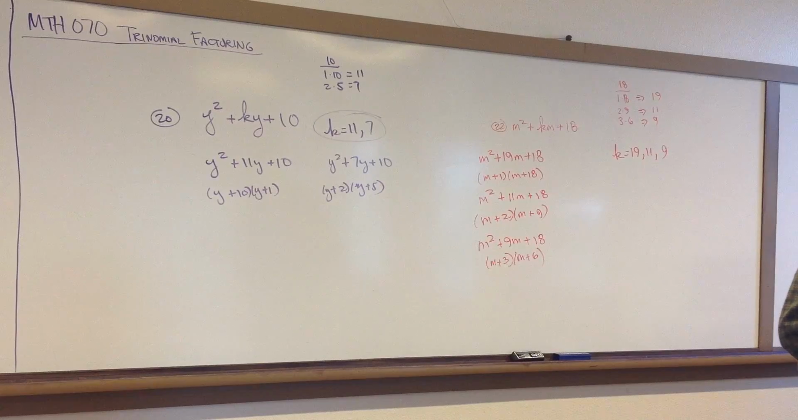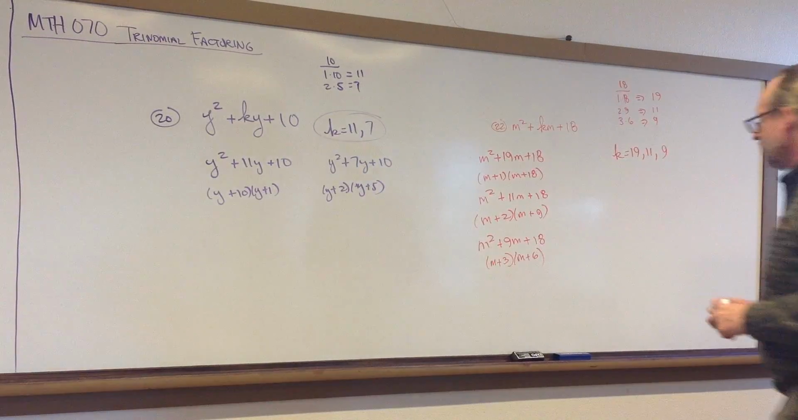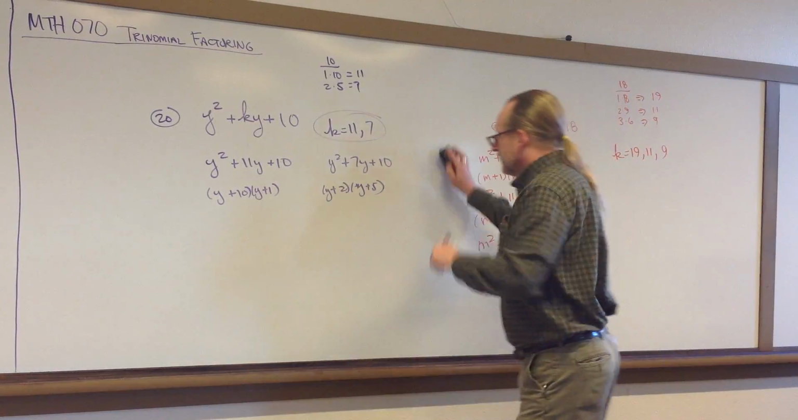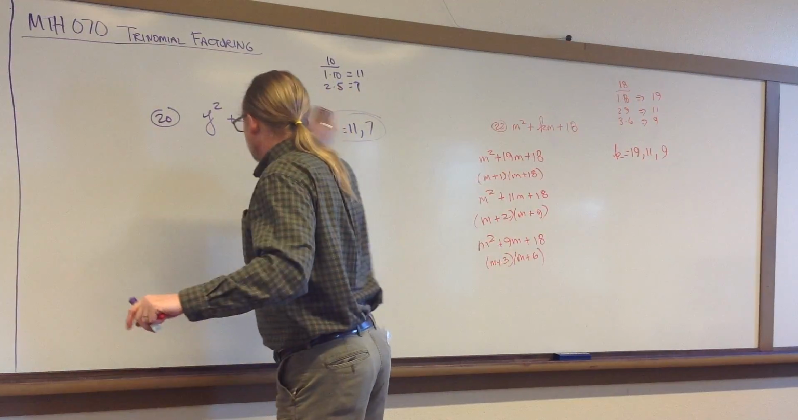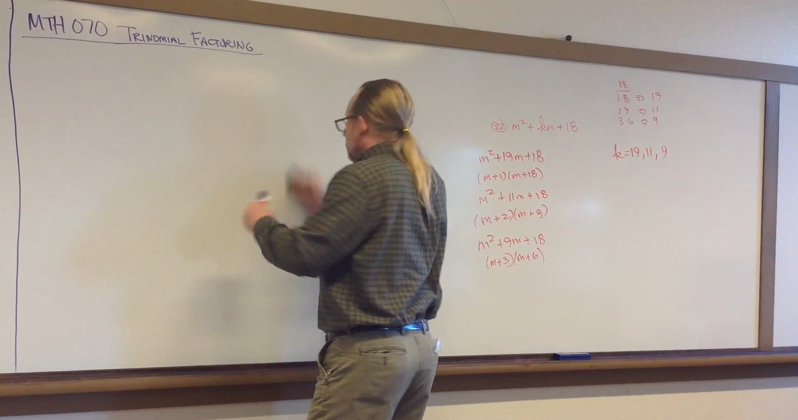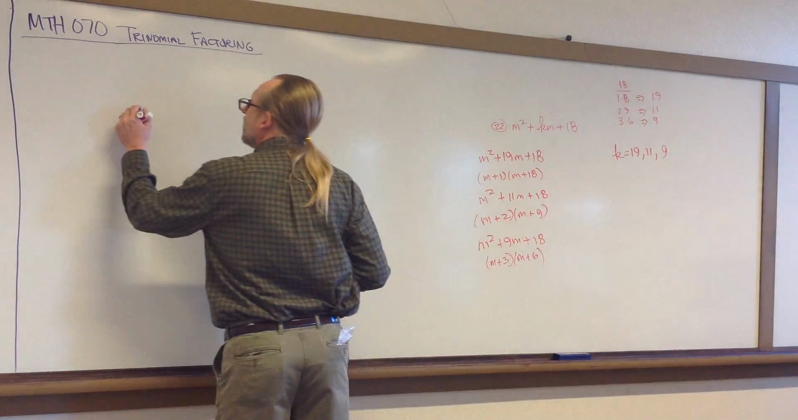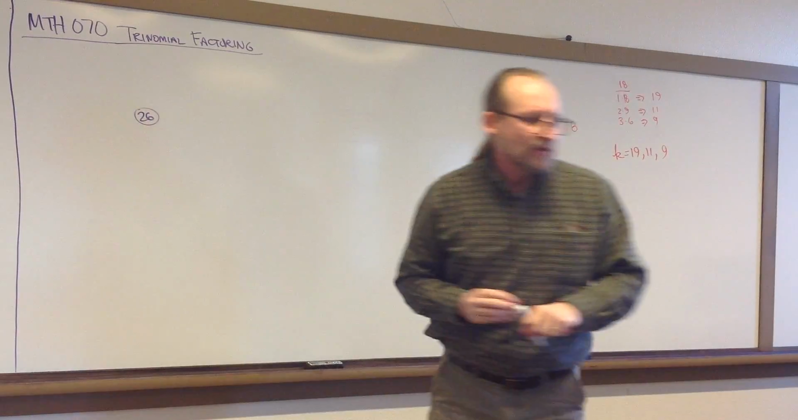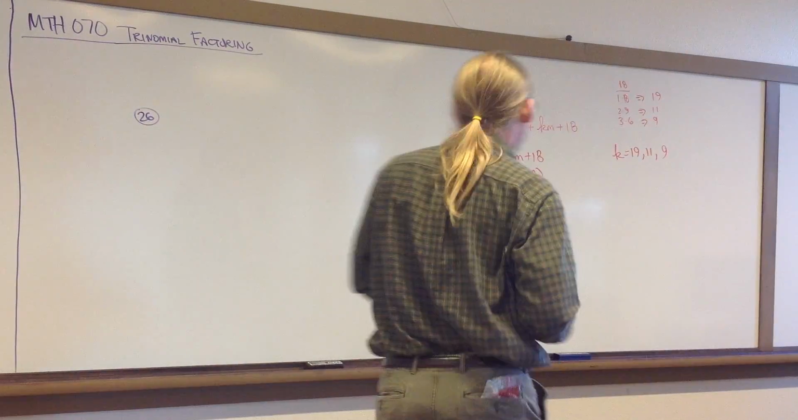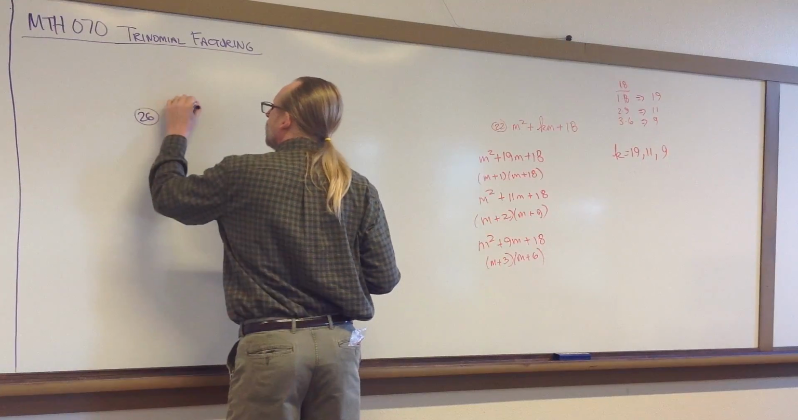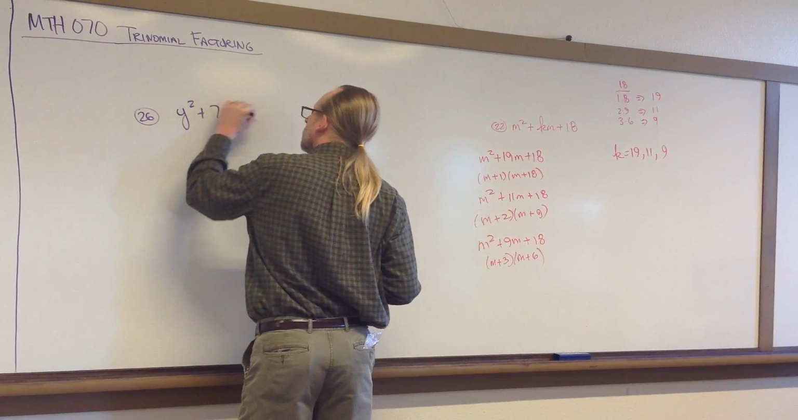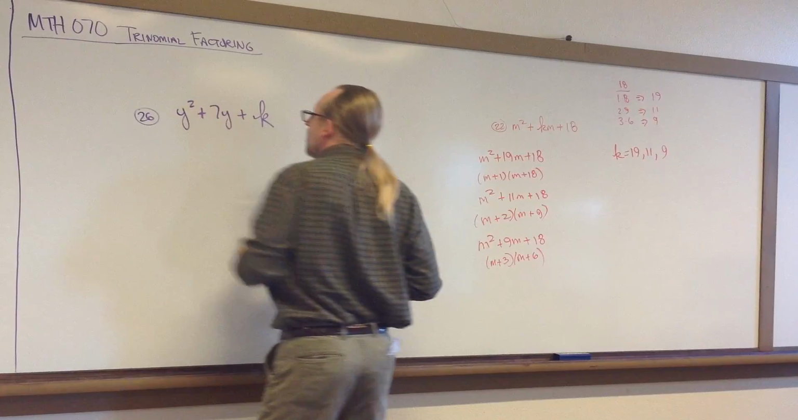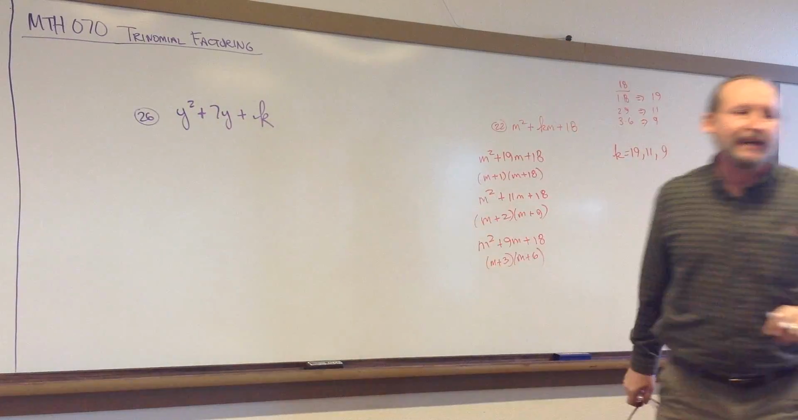Let's see here. Let's look at 26 and 28, which are kind of interesting. Because here we're still looking for values of k, but now the k is the last value in the expression. So 26 says y squared plus 7y plus k. All right, so what's going to make this factorable?